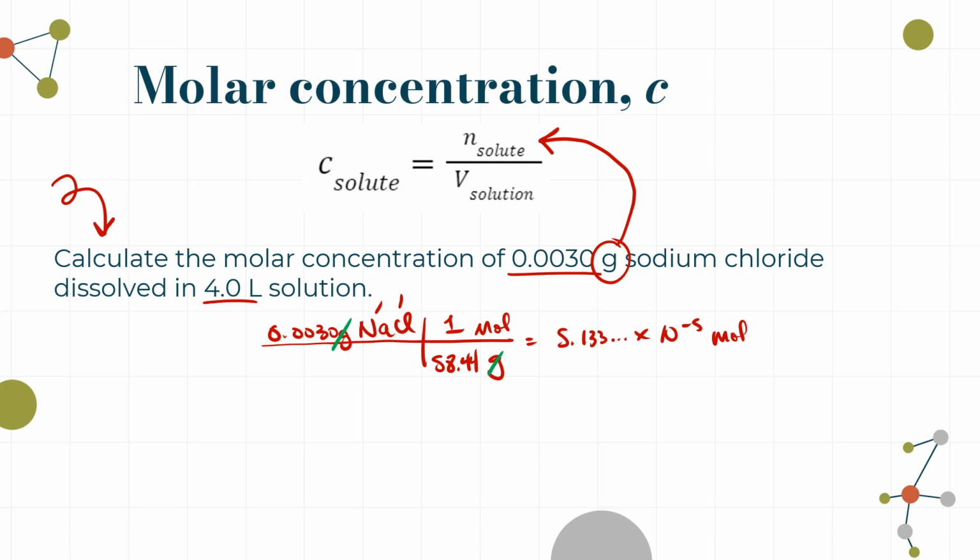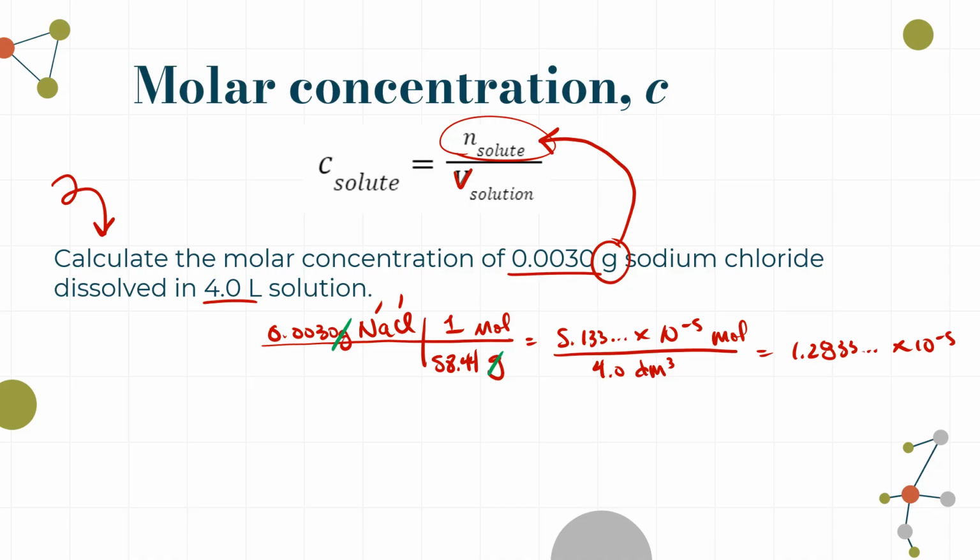We're going to take these moles, we finally have moles, and divide it by the volume of the solution. Our volume is once again 4, and again, I'm going to use my cubic decimeters, not liters. So in my calculator, 5.133 times all of those digits divided by 4.0 is going to give us 1.2833, lots of digits, times 10 to the minus 5.